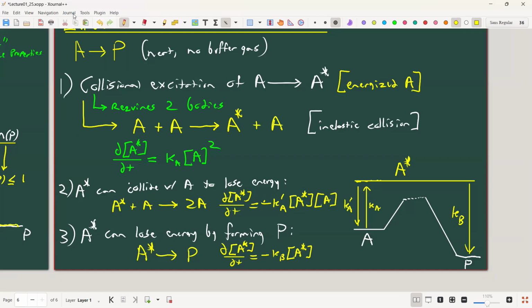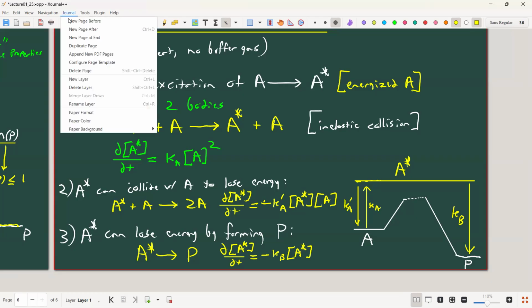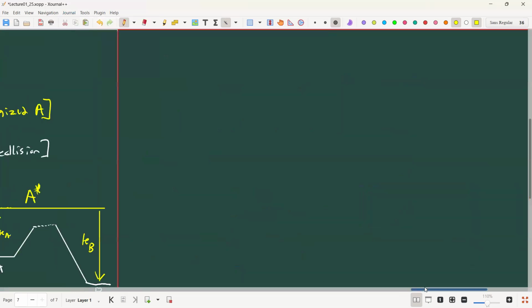Are we good to go to the next page? Are we all good? So yell at me. I'll go to a new page, and I'll move it over like this.